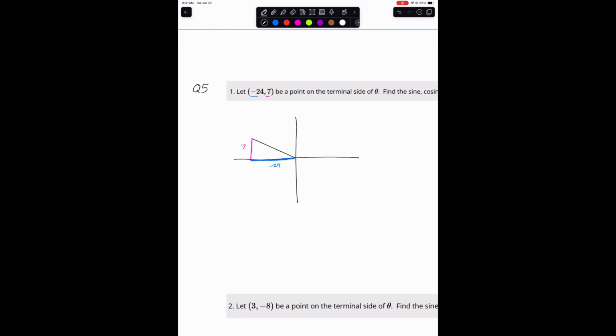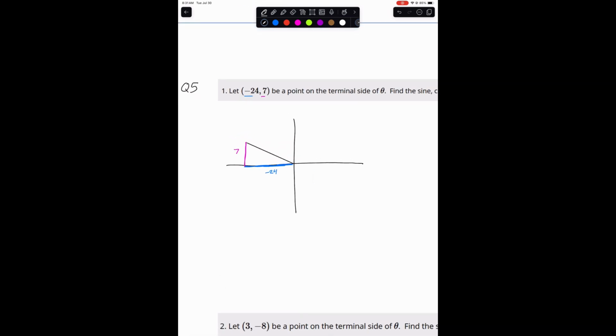What does this mean? It means my theta starts at the x-axis, the positive side, and goes all the way around to this side. The way I remember this is that terminal is like an ending, right? It has to end. So you start on the positive side of the x-axis and you go counterclockwise towards that side, right? If you go counterclockwise, you get a positive angle. You go clockwise, you get negative, but equivalent angle.